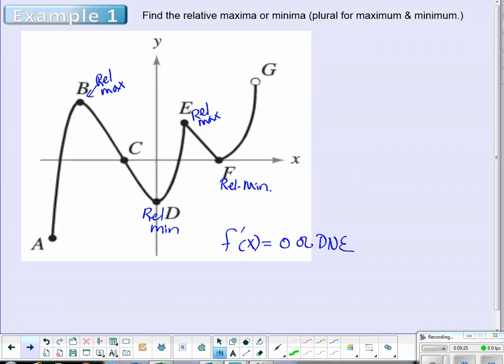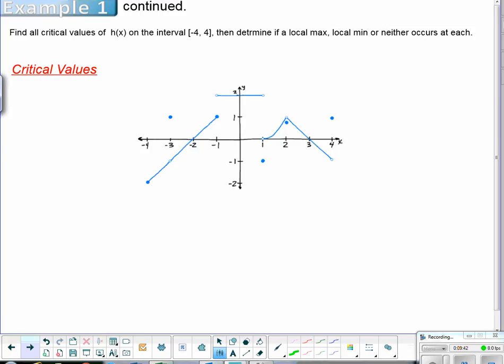This one here is not a relative min, because in the local area, I can't tell you if it's the least value. Relative mins and maxes do not occur on endpoints.